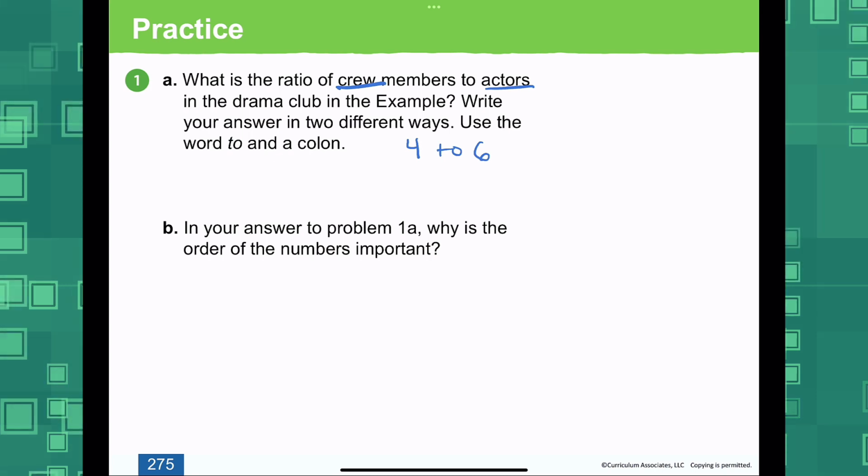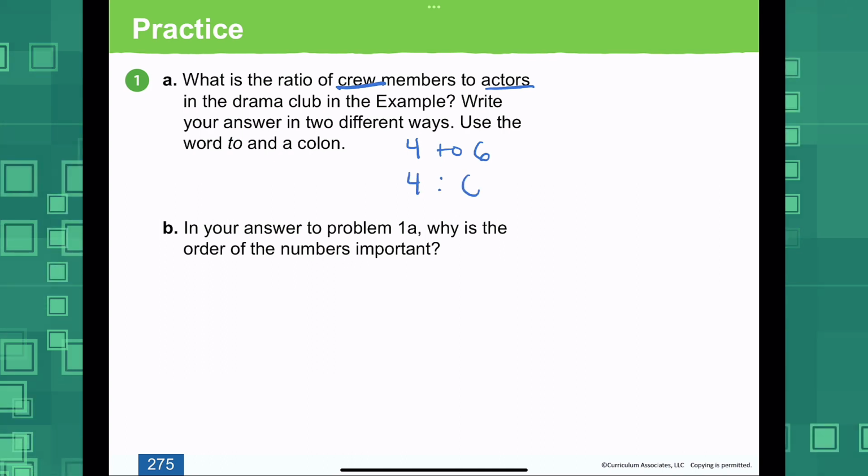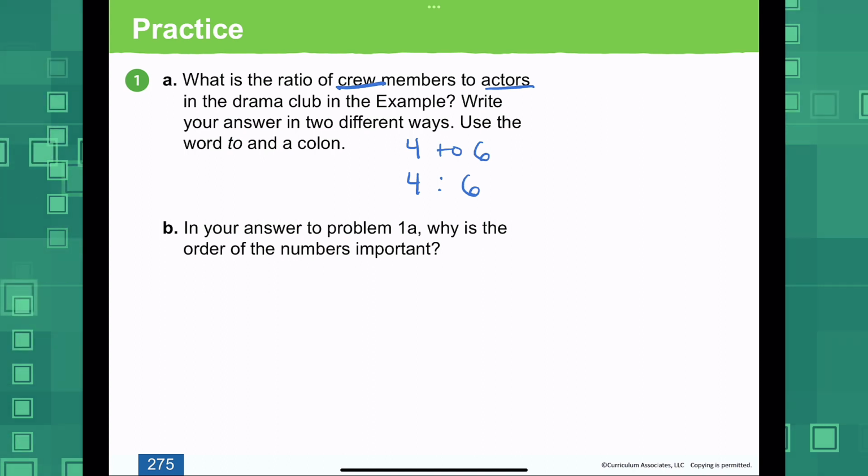It says to write it in 2 different ways. Use the word "to" and a colon. So there's the word "to." So now we can also write this as 4:6. And that'd be crew to actors. In your answer to problem 1A, why is the order of numbers important?